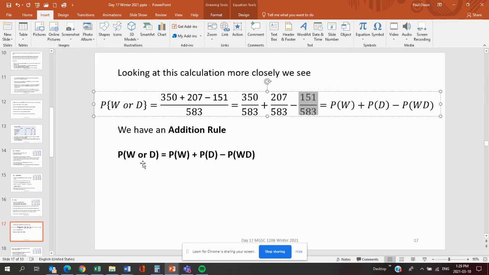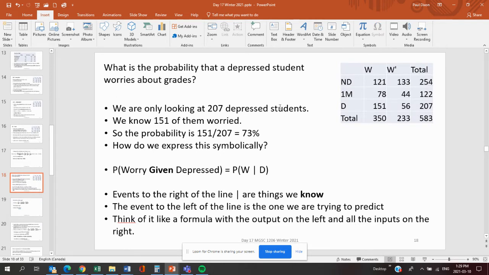So I get a rule out of this. The probability of W or D is the probability of W plus the probability of D minus the probability of both. Take the worriers, the ones that are depressed, subtract off those that are both, and you get your probability of one or the other. I'm giving you formulas, but most of the time you don't need to use them. We didn't use this formula just a minute ago. We just looked at the table and got our answer. Most of the time, that's how you can solve these.